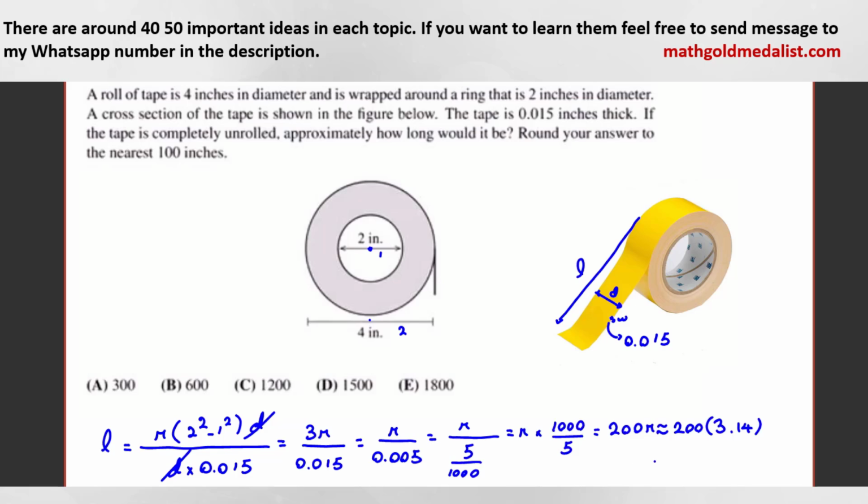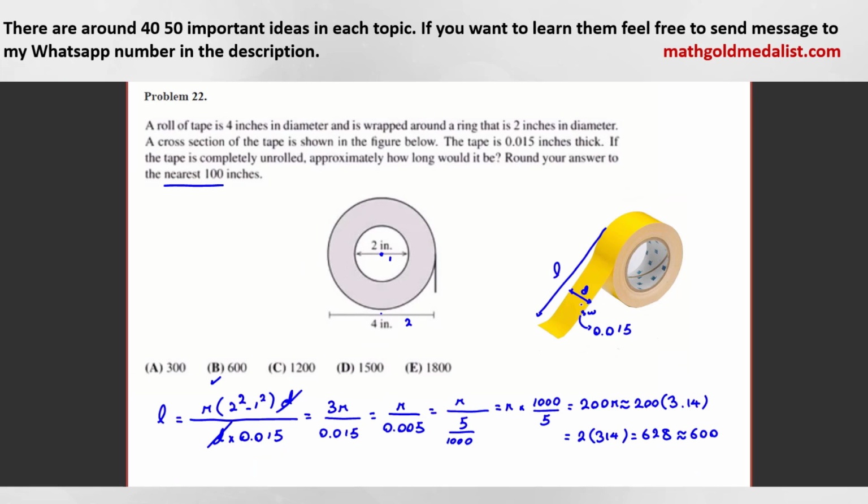3.14. If we multiply, we can say it is equal to 2 times 314. If you apply these two zeros, you can get rid of these decimal digits. So it will be 826. It says, round your answer to the nearest 100 inches. So it will be what? If you round it, it will be 600. And the correct choice is what? Is choice E. This problem was related to volumes and something like that.